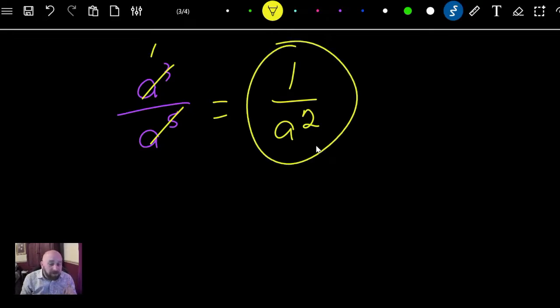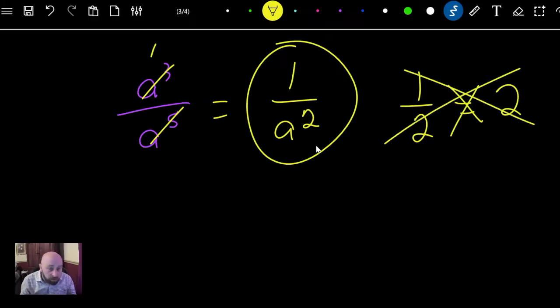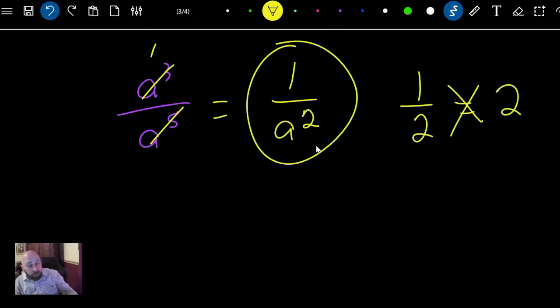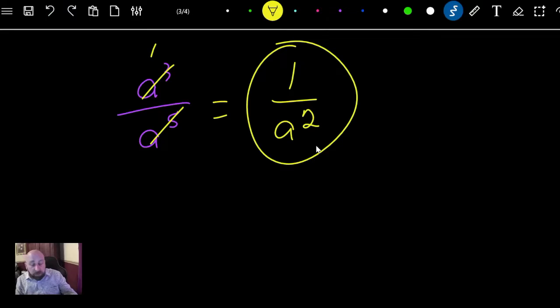Now notice, that 1 is very important because there's a big difference between 1 over 2 and just saying 2. 1 over 2 does not equal 2. That's wrong, okay? So the 1 is important. When the 1 is the numerator, it's very important that you keep it as the numerator. If 1 is the denominator, then you can get rid of it. But when 1 is the numerator, you have to keep it. Very, very important concept right there.